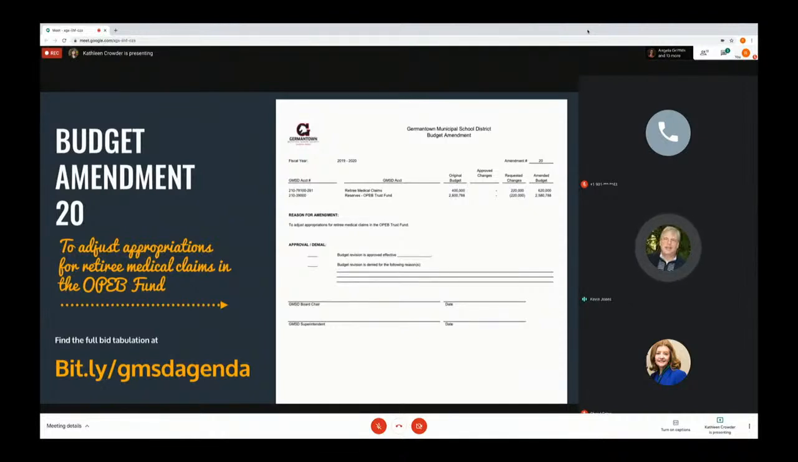Yes, we're asking the board to approve an additional appropriation in the OPEB trust fund of $220,000 for retiree medical claims. For the quarter ending March 31, 2020, this is the amount of actual claims incurred, but we need the additional appropriation to actually transfer $220,000 from our OPEB trust to our health insurance fund, where the claims were actually paid. Any questions?